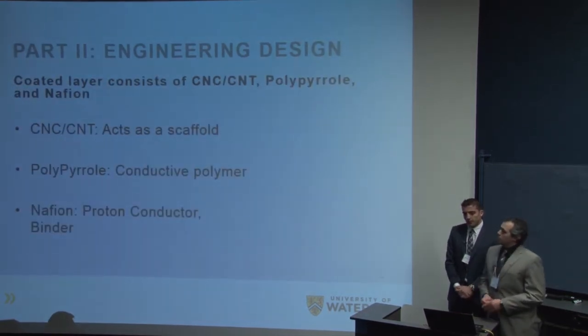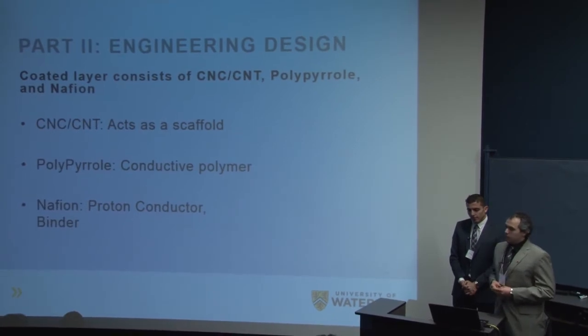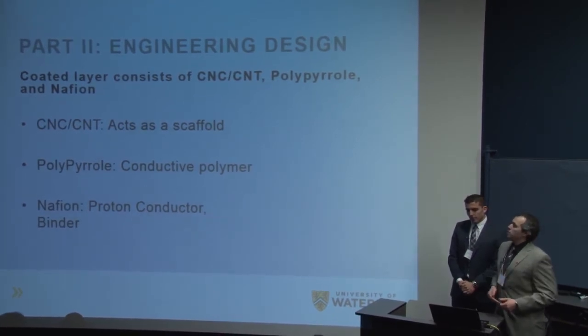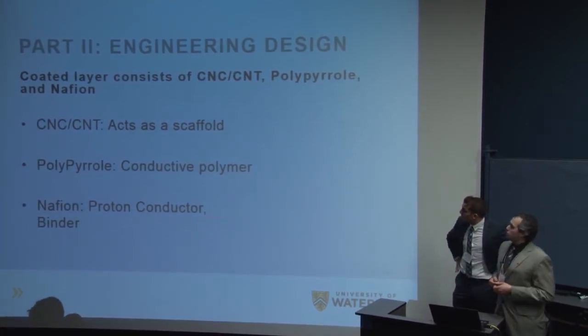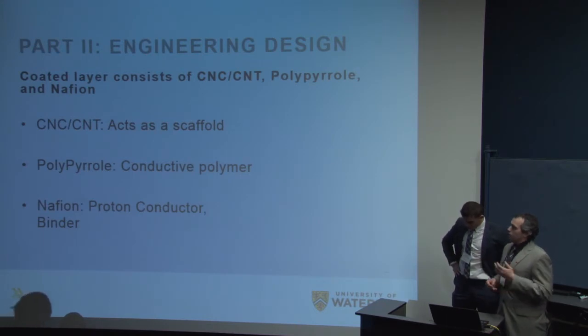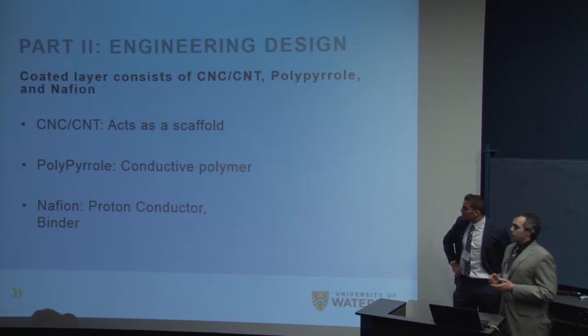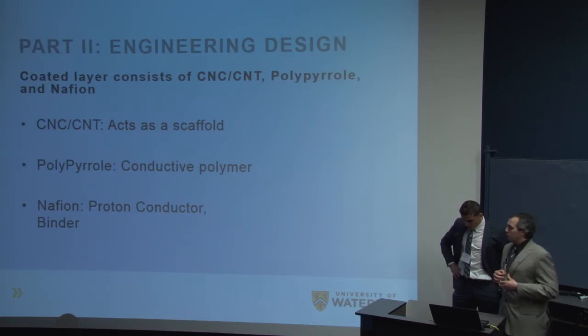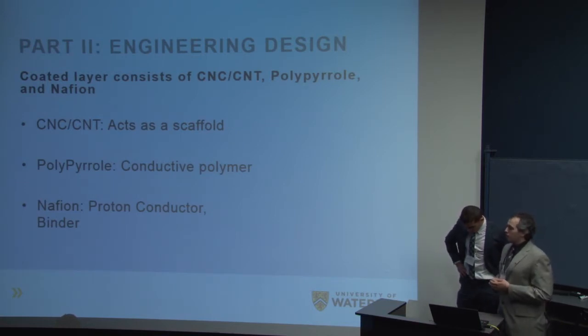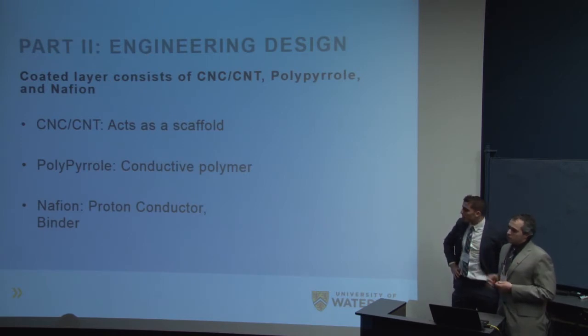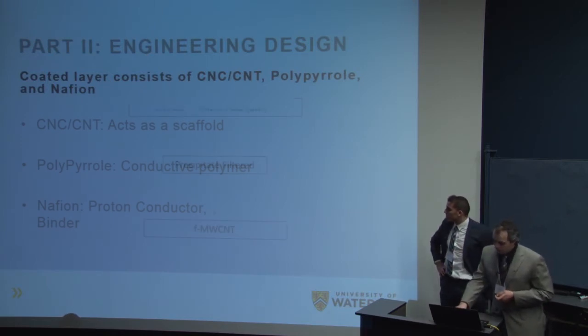First, we decided that these are the main components of our design. We decided to coat using CNT as a scaffold due to its high surface area and its high mechanical properties, and also its porosity. And to make our setup more efficient, we decided to use polypyrrole as a conductive polymer. And then, since we are spray coating our device, we needed a binder, and we decided to use Nafion as a binder.